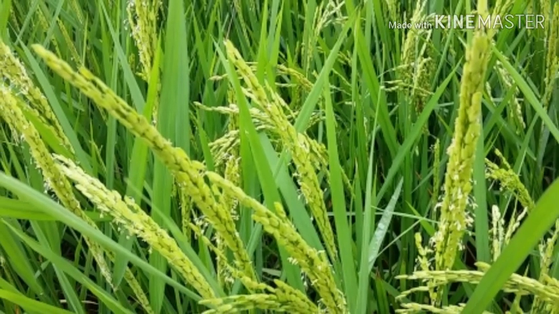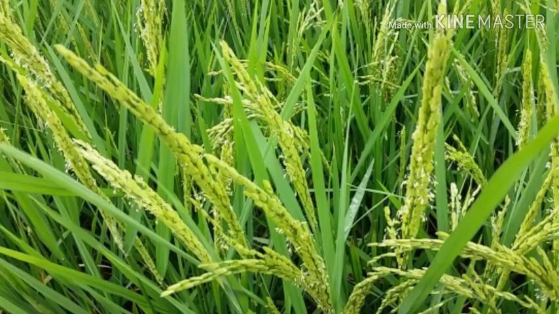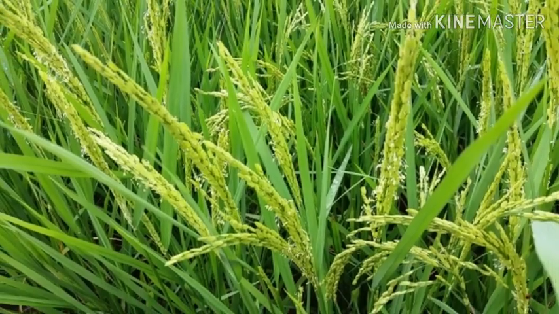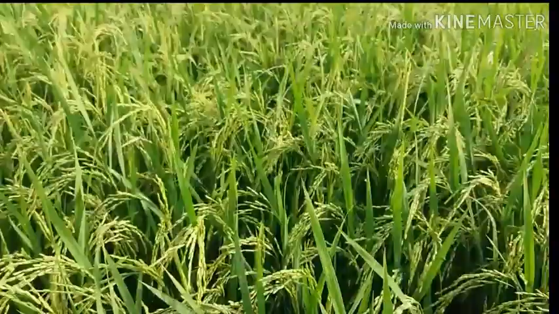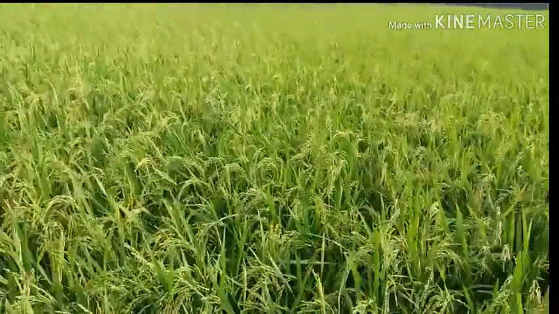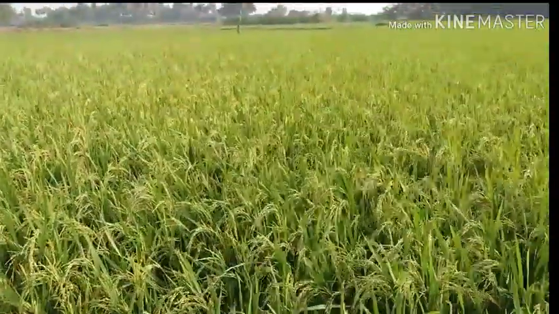Next comes rice. Only 2 years later, the approximately 3 times larger genome of the first crop plant, rice, was elucidated using the same BAC cloning approach in 2002. And the genome size of rice is 430 megabase pairs.